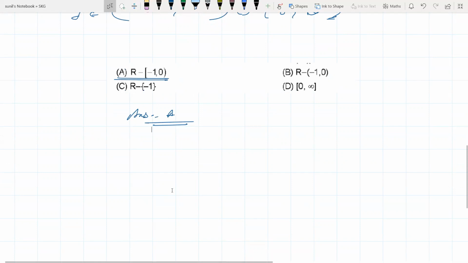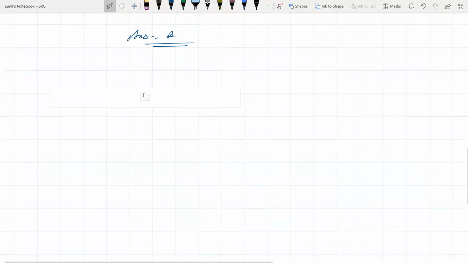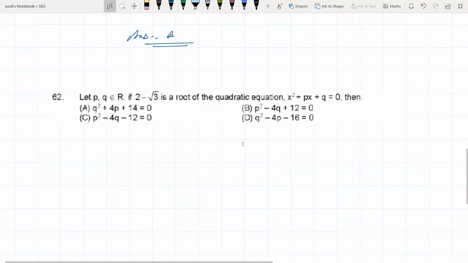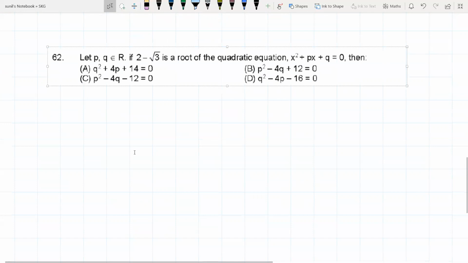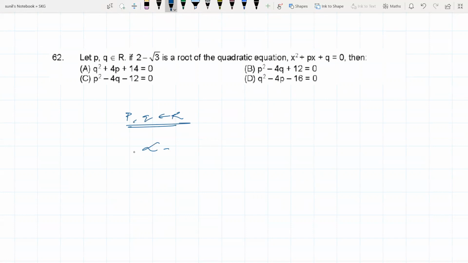Now we are moving on to question number 62, that means the second problem of this paper. Let me write that problem. This was the problem. The question is from quadratic equation. Here, P and Q should be real numbers. Whenever P and Q are real numbers, one of the roots is 2 minus root 3. Irrational roots also come in conjugate pairs.